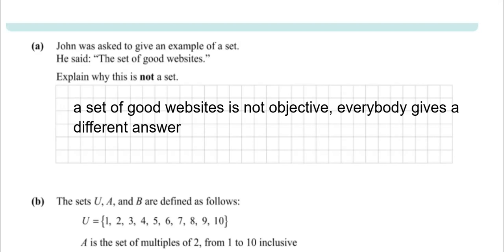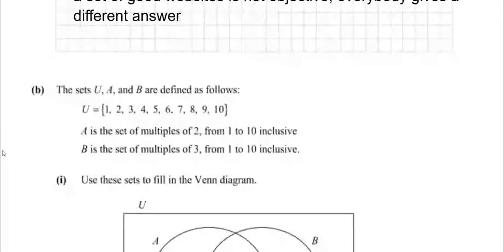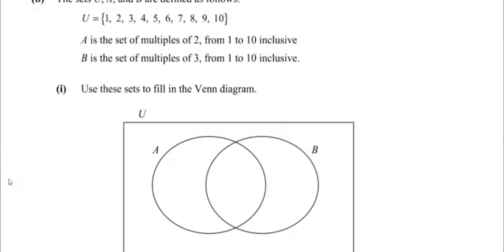Yes. Now, we killed that? Okay. Now, Jay, can you tell me what a multiple means? A multiple of two. What are multiples of two? Yeah. 2, 4, 6, 8, and 10. Inclusive means include 10. What about multiples of 3?